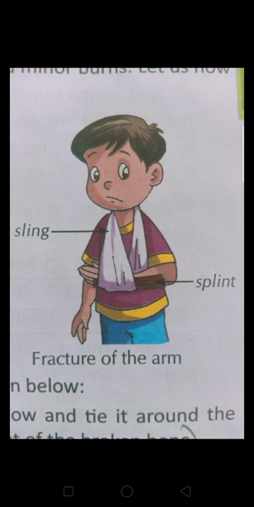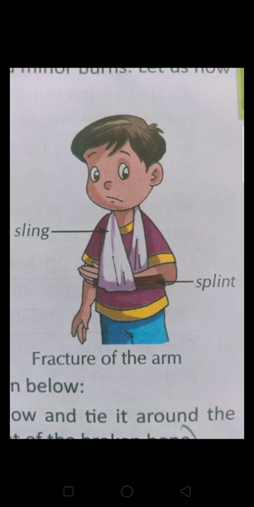Now tie a sling. What is a sling? It is a piece of a long cloth. You can take your mother's dupatta or any kind of long piece of cloth which you can tie around your broken arm and passing it through your neck. Tie around it through your neck. In this way you can hang a sling for a broken arm.